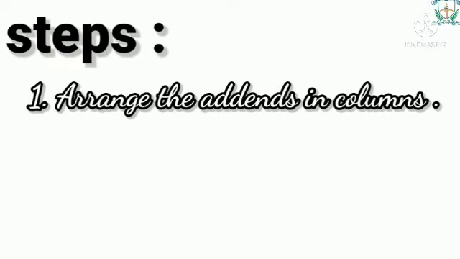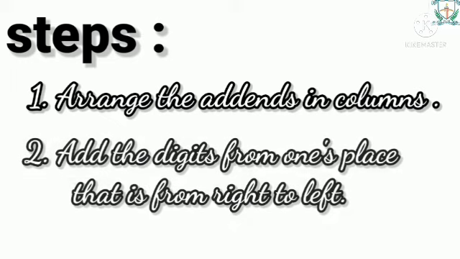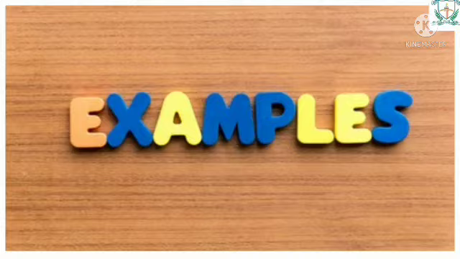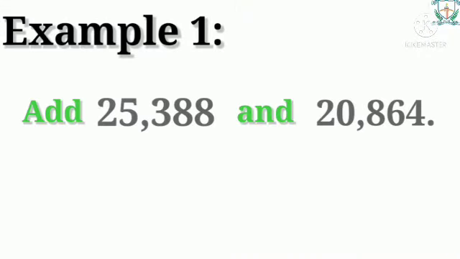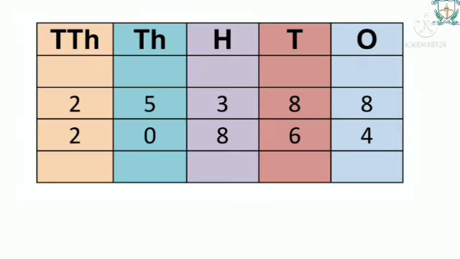We follow these steps to add numbers. Step 1. Arrange the addends in columns. Step 2. Add the digits from the ones place, that is, from right to left. Let us understand this with examples. Example 1. Add 25,388 and 20,864. Arrange the addends according to their places in columns and then add.